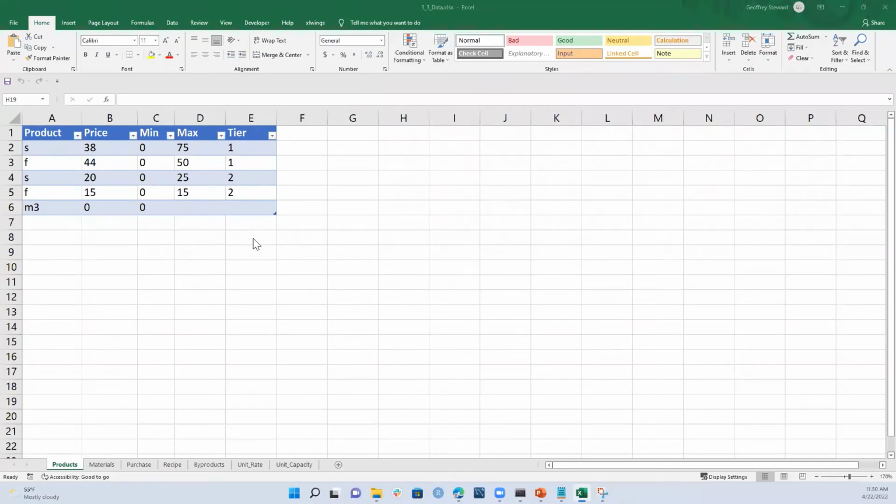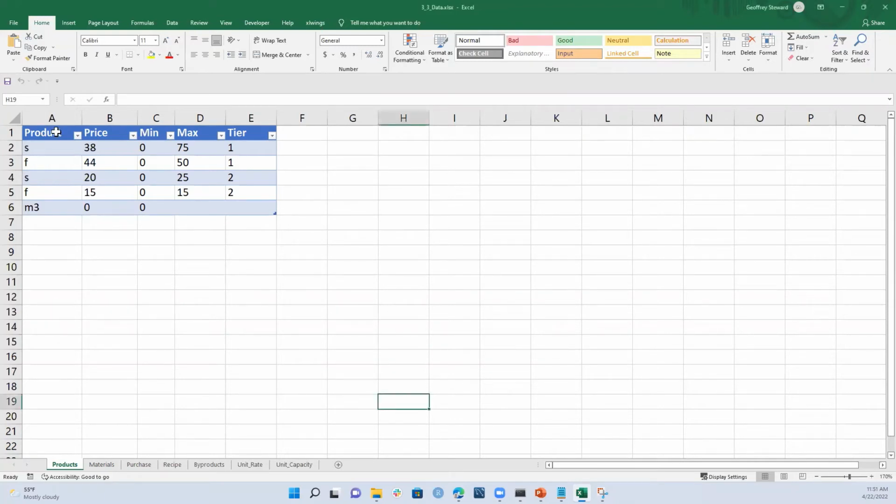So our data set has a lot of the same tables as before, but a lot of them will be different because of the marginal economics we're trying to discuss in this episode. So the first table, products, again represents all the different products that we make and the price of each product. And now we've introduced 3 new columns: a min, a max, and a tier.